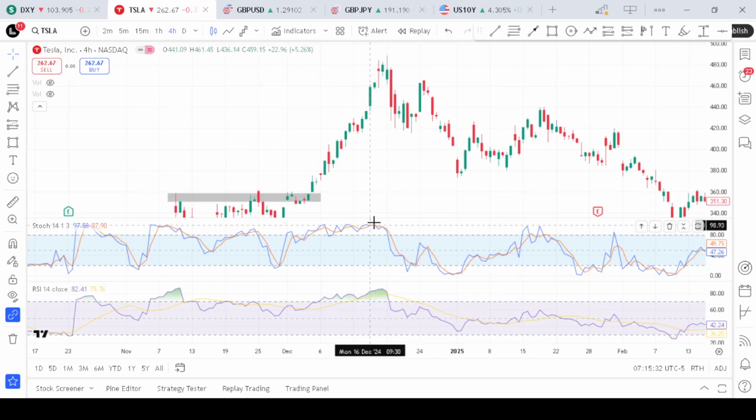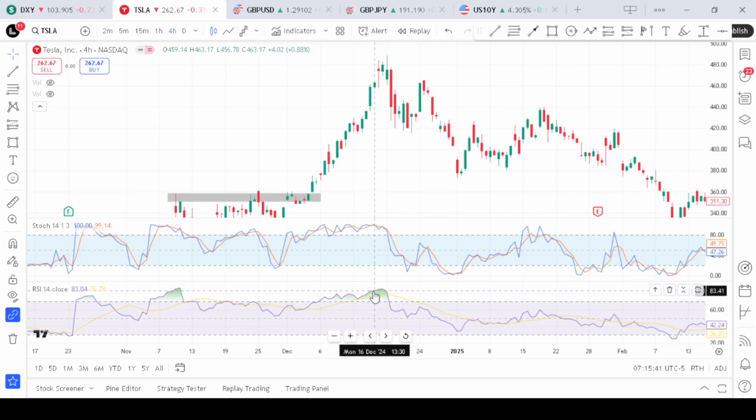From the stochastic indicator, we can see it is trading above 80, showing that we are in an overbought region. And we can see from our RSI, it is trading above 82 as well.